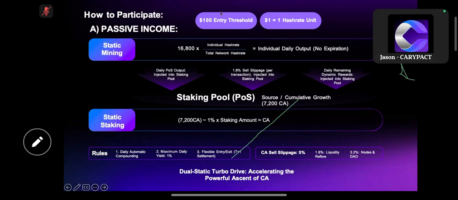Now, if you want to earn more CA on a daily basis, you can do the second passive income, which is the staking pool. In the staking pool, whatever CA is produced day to day, you can do one-click stake, whereby you'll be earning up to 1% daily compounding interest on the CA that has been produced. So you'll be earning daily from that.